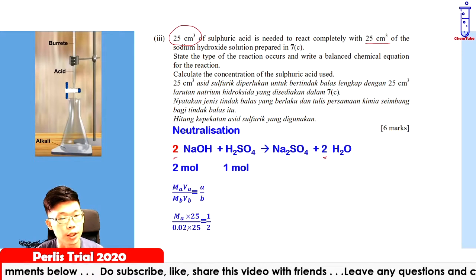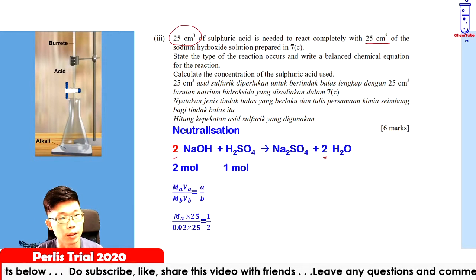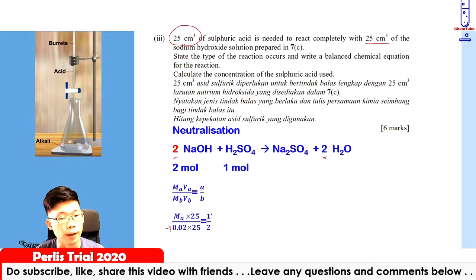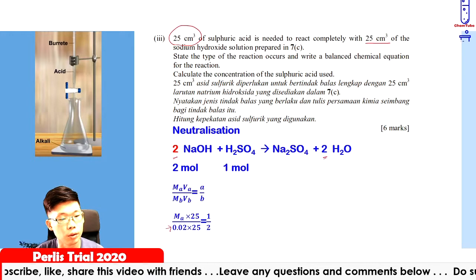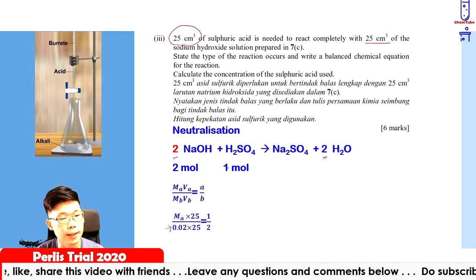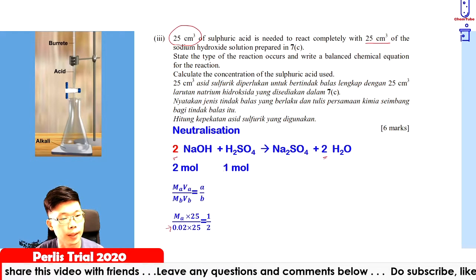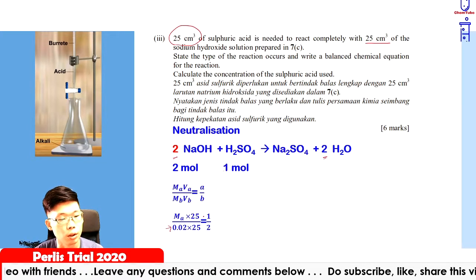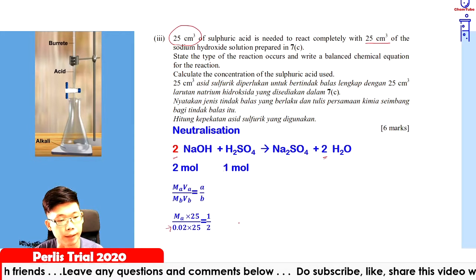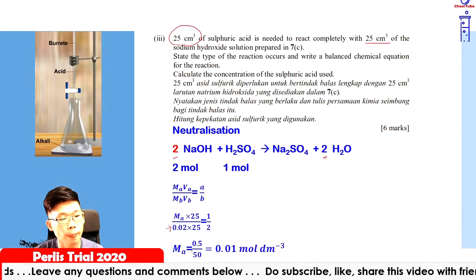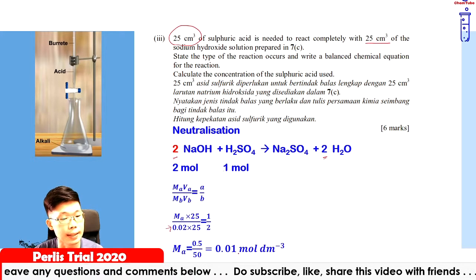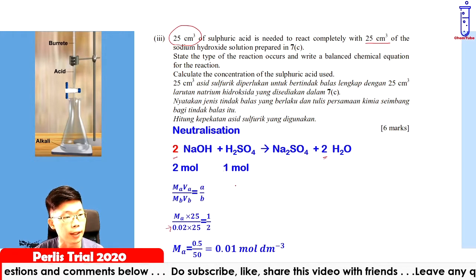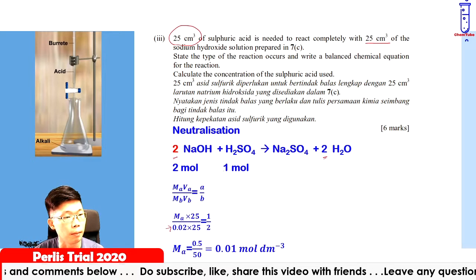Then the concentration is 0.02, which is from the previous question. Then here is 1 over 2. A is for the acid, which is 1. Then B is from the alkali, so it's 2, 1 over 2. So we cross multiply and we can find out MA. So MA is 0.01 mole per cubic decimeter. If you have any question, you can leave it in the comment below.